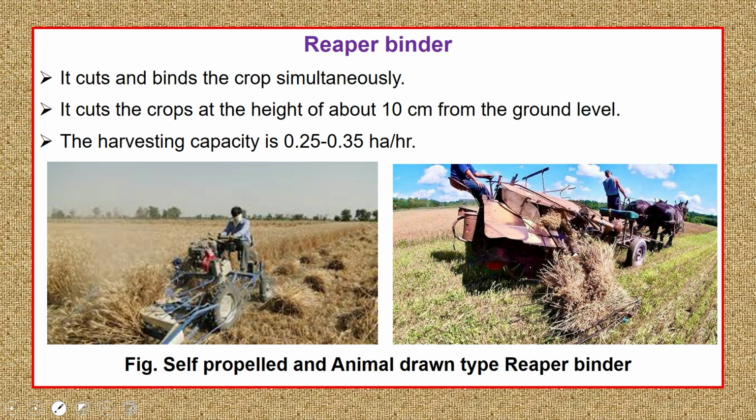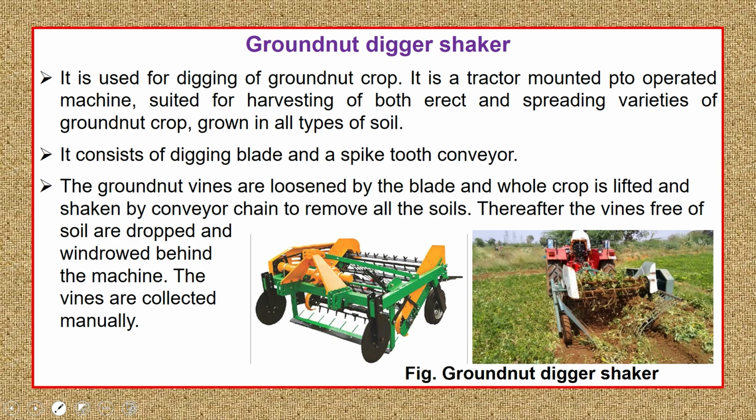So what we discussed so far, the reaper and mower: the mower is for harvesting forage crops and herbage crops, whereas the reaper is to harvest grain crops, particularly wheat and paddy and other millet crops, and they are all grains.